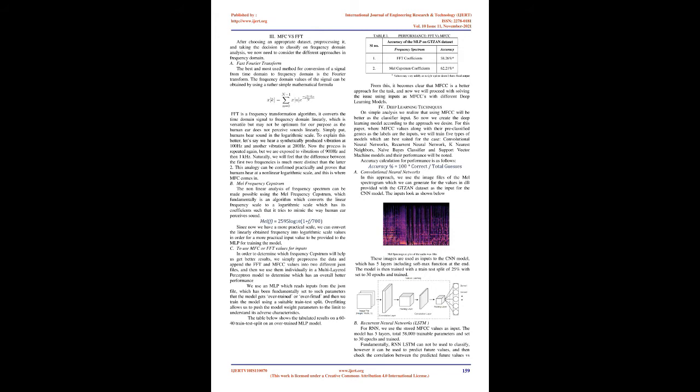Simply put, humans hear sound in the logarithmic scale. To explain this better, let's say we hear a synthetically produced vibration at 100 Hz and another vibration at 200 Hz. Now the process is repeated again, but we are exposed to vibrations of 900 Hz and then 1 kHz. Naturally, we will feel that the difference between the first two frequencies is much more distinct than the latter.